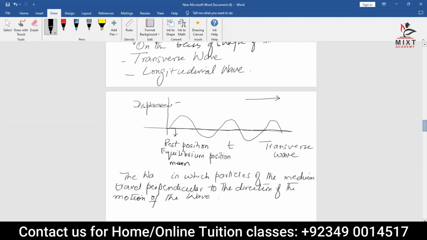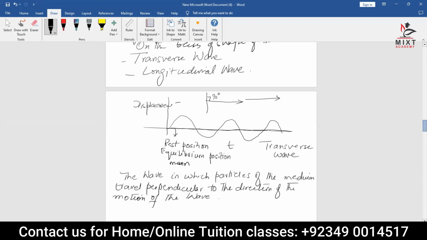If you check this out, you can see yourself the direction of wave is on the right hand side while the movement of the particle is up and down. So if you draw a line for the movement of particle and the direction of the motion of the wave, you will find the angle between both of them is equal to 90 degrees. We call that kind of wave transfer waves.